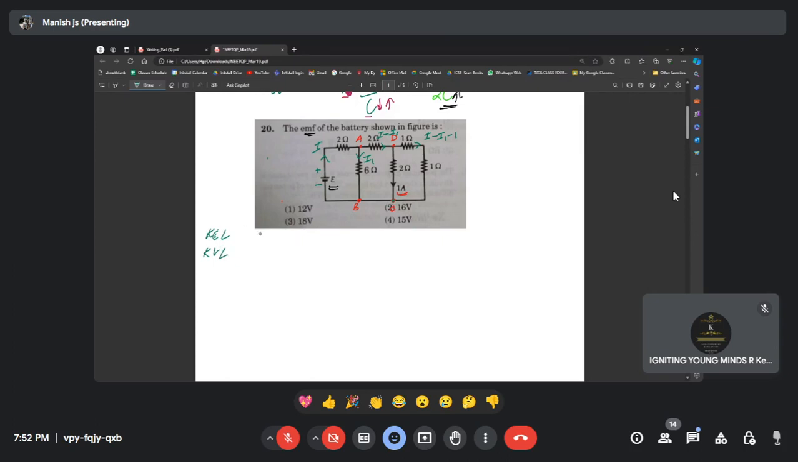So what is Kirchhoff's current law? The sum of the incoming currents should be equal to the sum of the outgoing currents across a node or a junction. You can see there are 4 nodes. So the sum of all incoming currents should be equal to the sum of all outgoing currents.